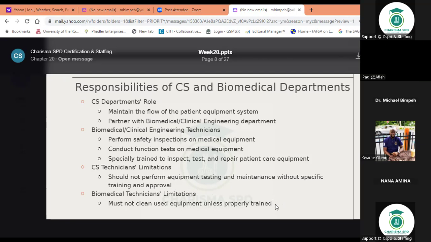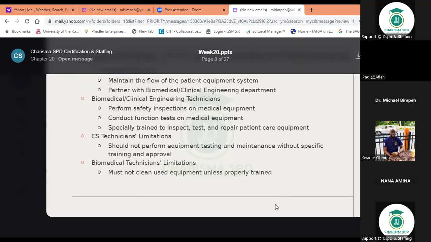Must not use equipment unless properly trained. Yes, that is why when you go for your 400 hours, you'll be trained. You will have a preceptor who trains you how to clean, those kinds of things. Could be a hypothermia machine, IV pump, filter, etc.